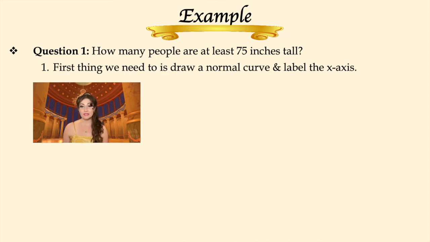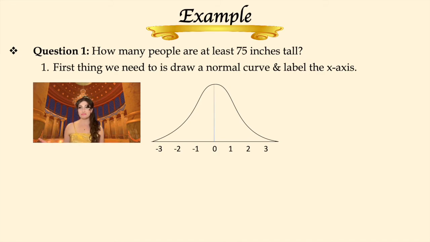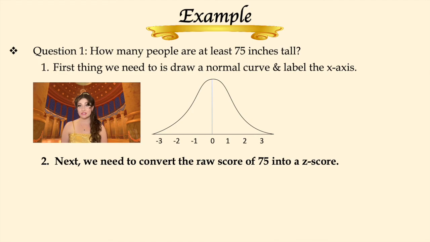The first thing we need to do is draw a normal curve and label that x-axis. So again, 0 is our average. We move in units of 1 for the standard deviation. Our minimum is -3 and our maximum is +3. Done. The next thing we need to do is convert the raw score of 75 into a z-score.